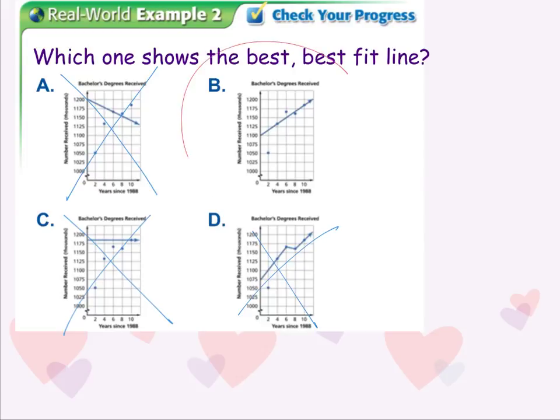So, process of elimination. Choice B is the best fit line of the ones we have to choose from. I personally don't know if I like this best fit line. I might have drawn something different, but this one is still technically correct.